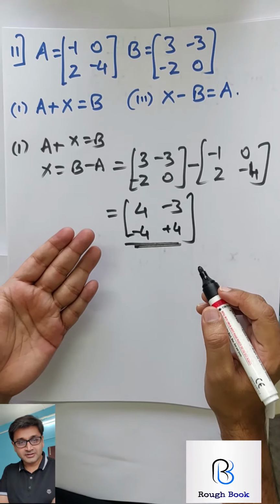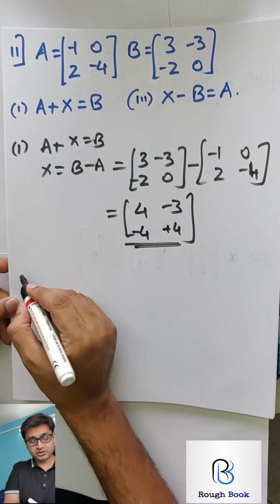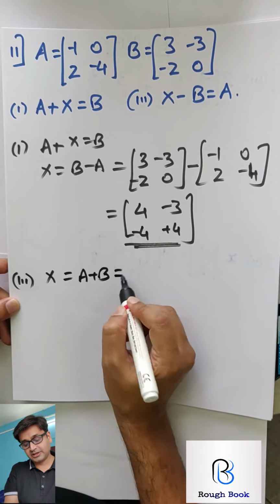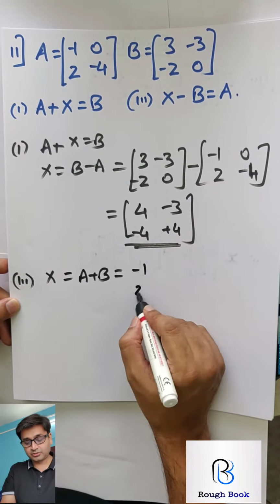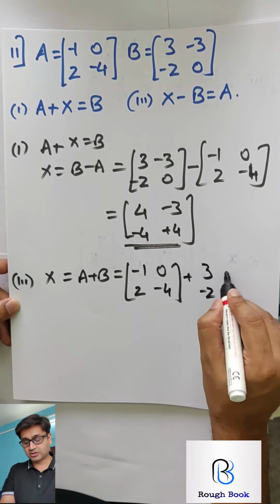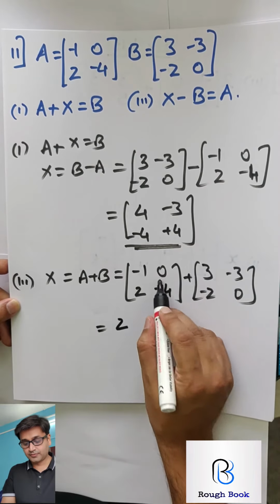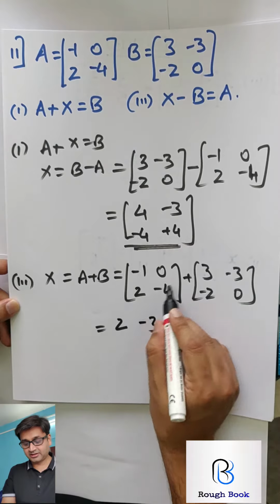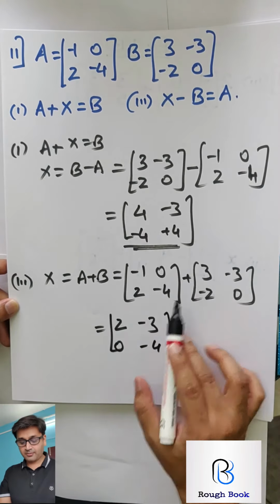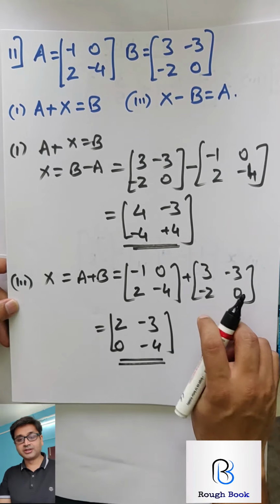Isn't this very simple? How many of you are actually finding it simple? Brilliant. Let's go with the third part, everybody. I'm making x the subject, so I'll get a plus b. So what is a? Minus 1, 2, 0 minus 4. And plus b, 3 minus 2 minus 3, 0. So I'll get minus 1 plus 3, that is 2. 0 minus 3, so minus 3. 2 minus 2, so 0, and minus 4. Let me check once again. Plus 2, minus 3, 0, minus 4. How many got this correct?